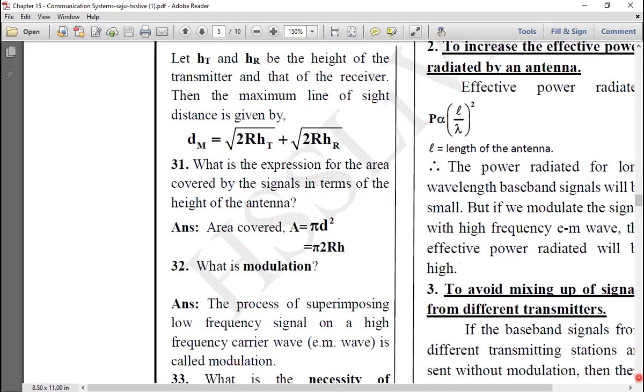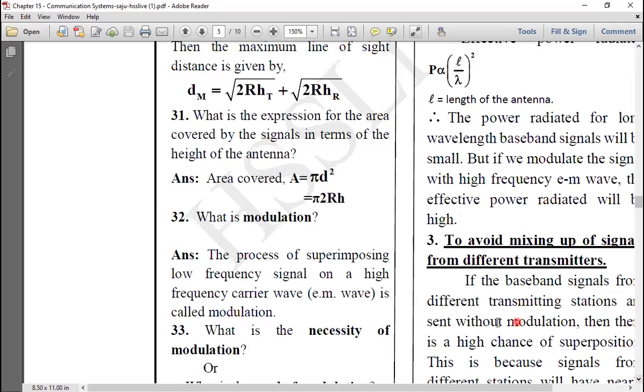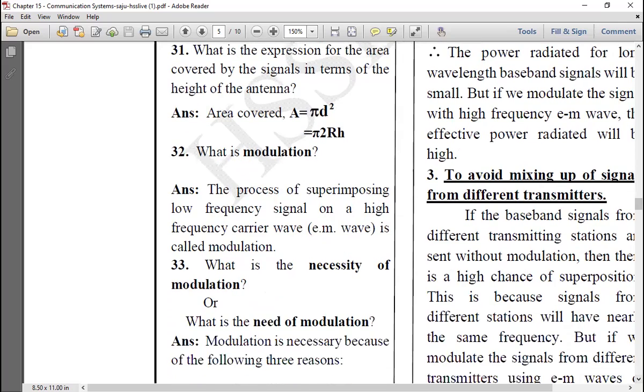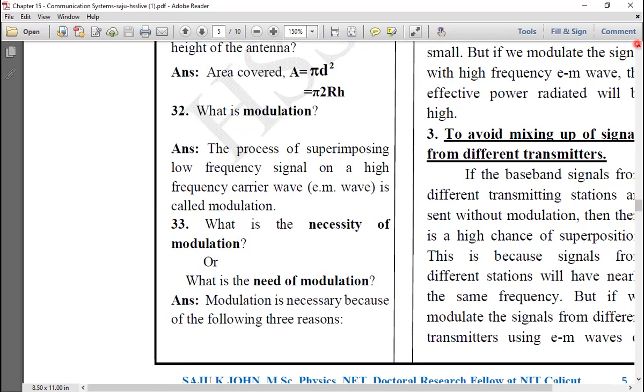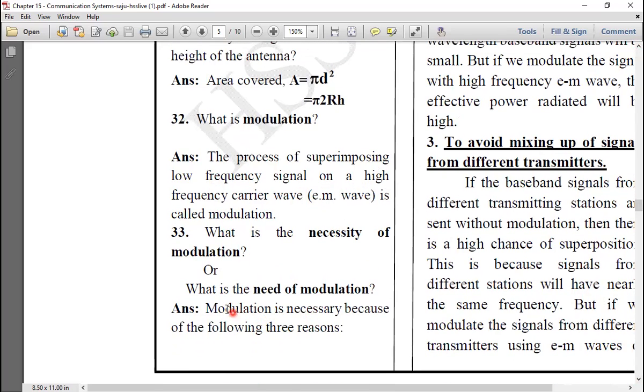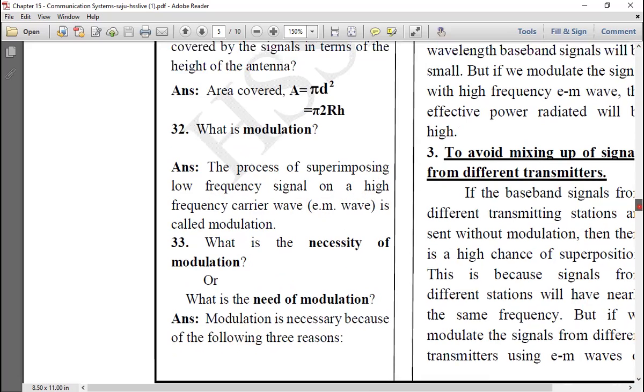Next one, what is modulation? Already we have seen that the process of superimposing a low frequency signal on a high frequency carrier wave is modulation. What is the necessity of modulation? Why is it necessary? This question may also come for 2 marks in IP, so keep it in mind. The modulation is necessary because of the following three reasons. What are those reasons?